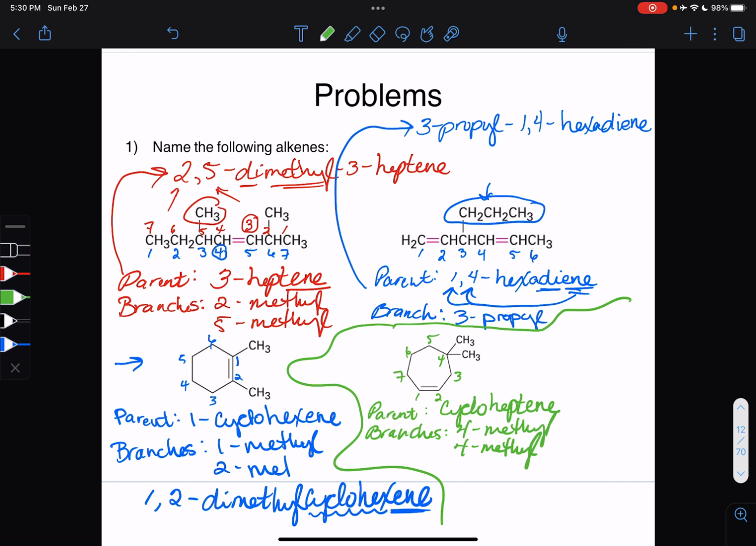So putting it all together, we will have, and let me squish it in up here, 4,4-dimethyl, what? 4,4-dimethylcycloheptene. And again, you could put 4,4-dimethyl-1-cycloheptene or 4,4-dimethylcyclohept-1-ene. You will see those also.